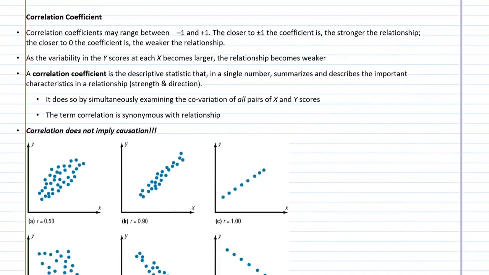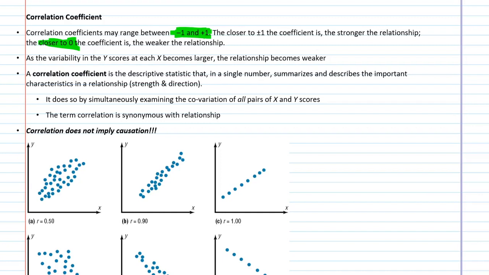Things you need to know about the correlation coefficient. The range can be -1 to +1. So the closer it is to 1, that means that the relationship is strong, but it's also positive. The closer it is to -1, that means the relationship is strong as well, but it's negative. The correlation coefficient could also be close to 0. That doesn't mean that there's no relationship. It just means that the relationship is weak.